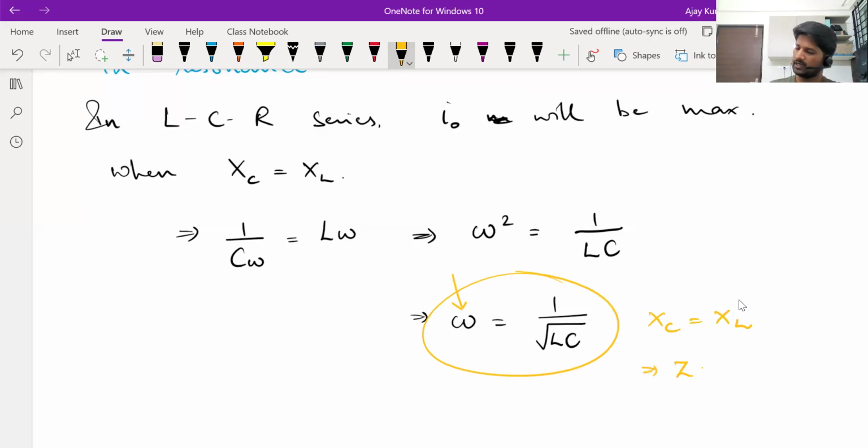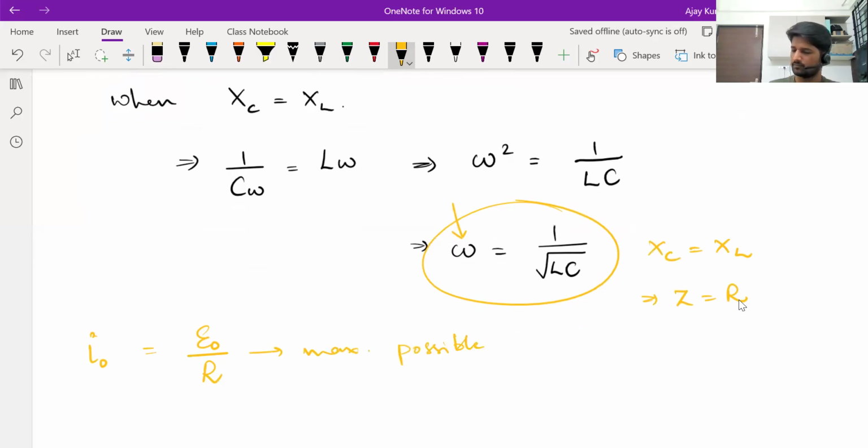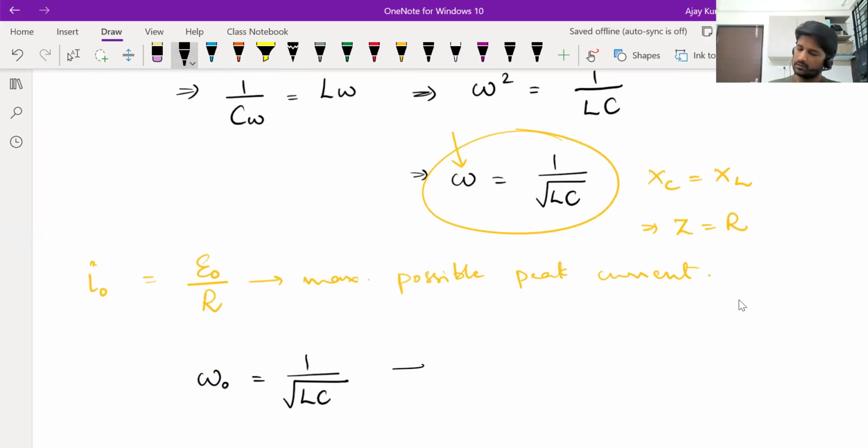That means Z becomes R. R is the least possible value of Z. And if Z becomes R, the peak value of current becomes E naught by Z, that is E naught by R. So this is the maximum possible peak current. And this value of omega, 1 by under root LC, is called the resonant angular frequency, because at that frequency resonance is happening.